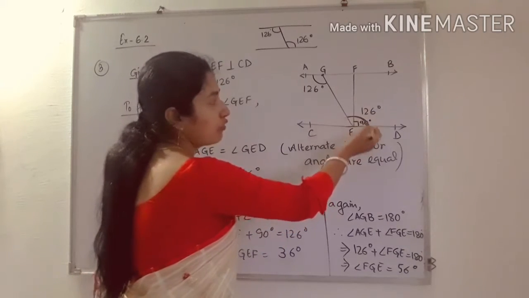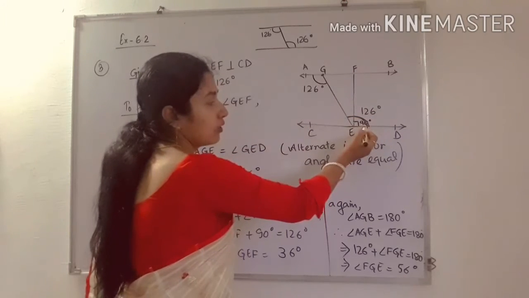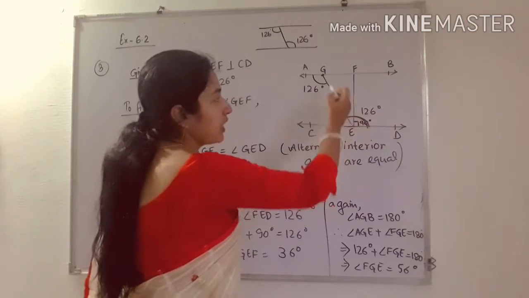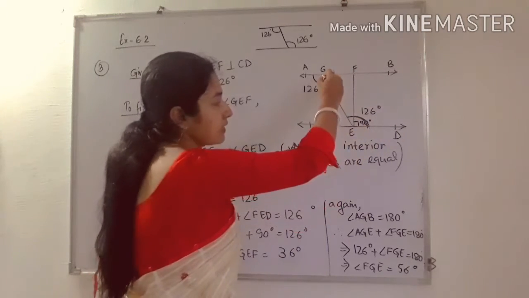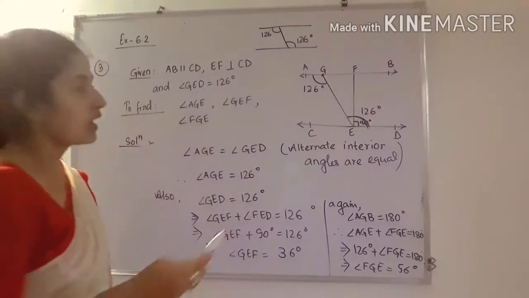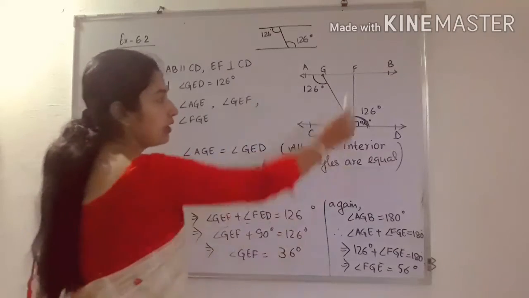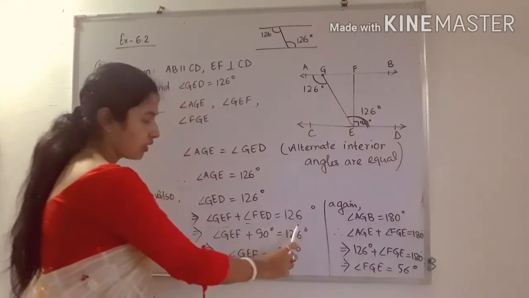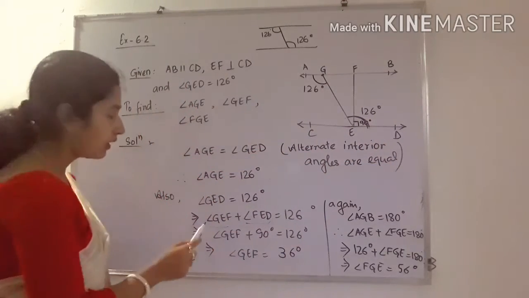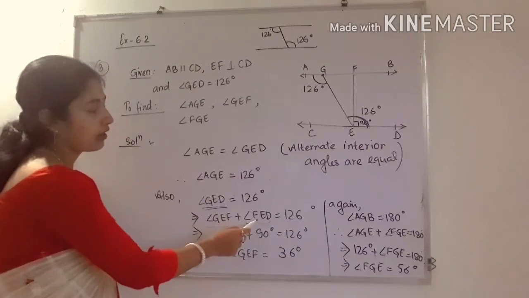Out of this angle, angle FED is equal to what? 90 degrees. So we can break this whole angle, angle GED, into two parts. We can write angle GEF plus angle FED is equal to what? 126 degrees. What am I breaking here? I am breaking angle GED into angle GEF and angle FED.